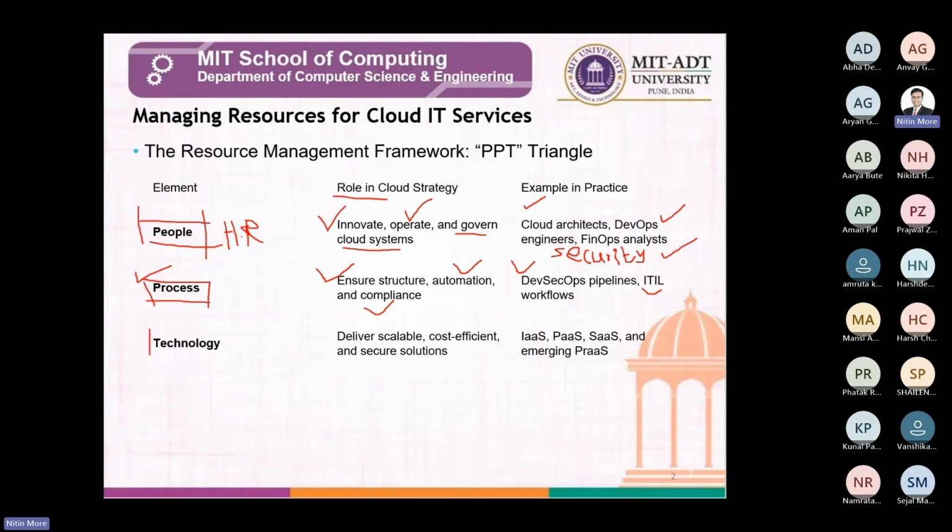Let's start with the last resource we considered, technology. The T stands for technology. This delivers scalable, cost efficient and secure solutions. This is the role technology plays in cloud strategies. For example, we have infrastructure, platform, software, right? And the emerging PRaaS, as a service.